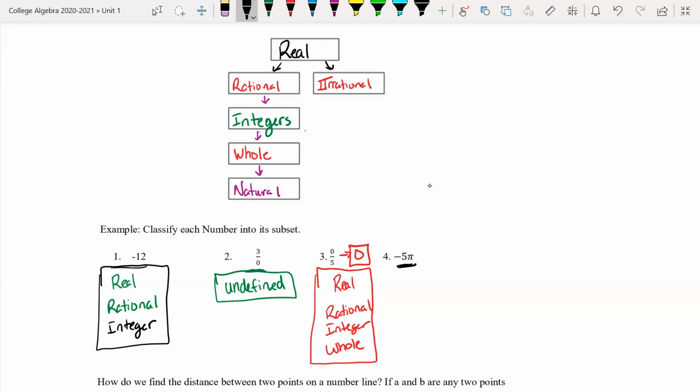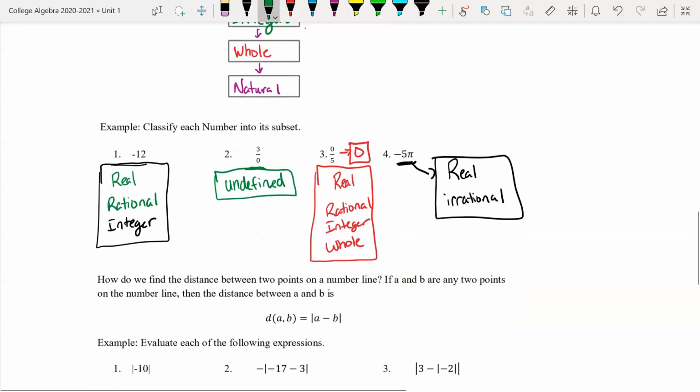That's how I would classify it. And lastly, if you see any number with pi in it, you automatically know it's real and irrational because that decimal is going to go on forever. All right, so that's just a few examples that you will see later on whenever we get into the Hawks.